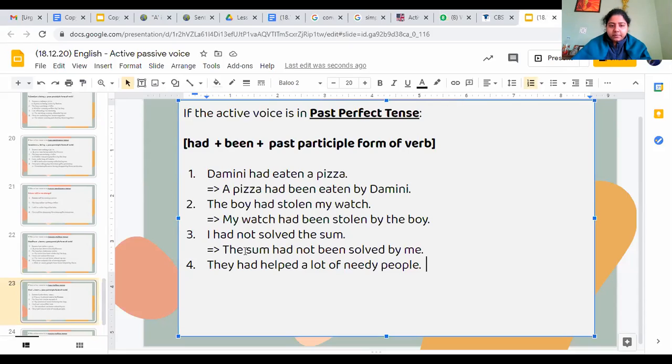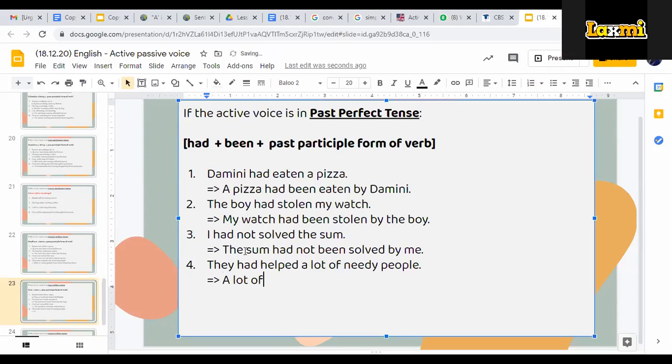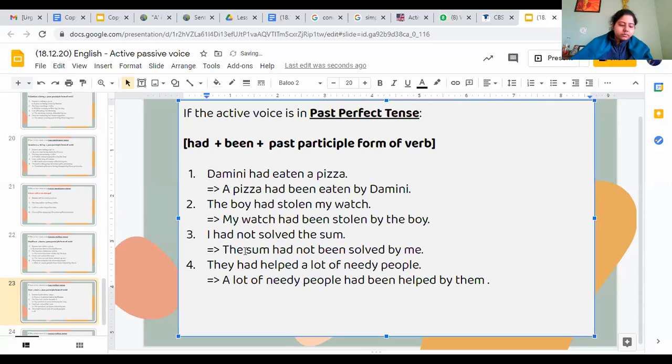And then the last one. They had helped a lot of needy people. Teacher, what should I say? Yes, go on. A lot of needy people had been helped by them. Great. Had been helped by them. That's all.